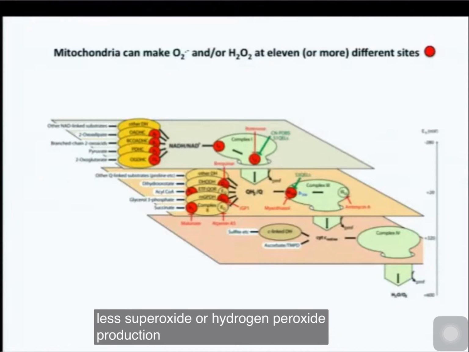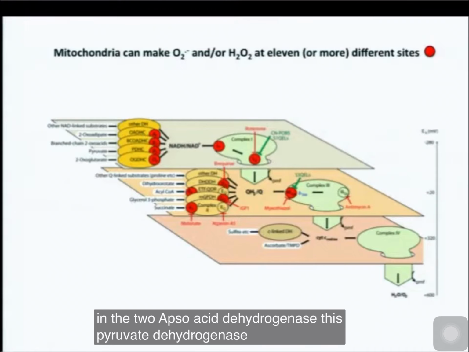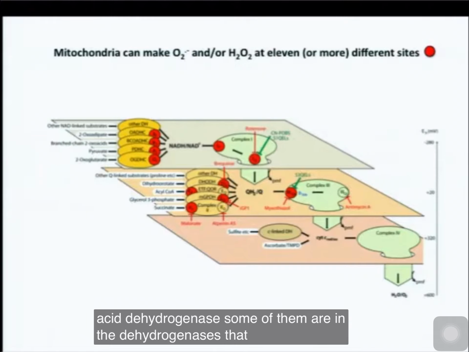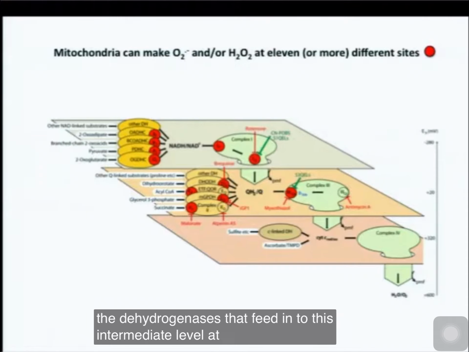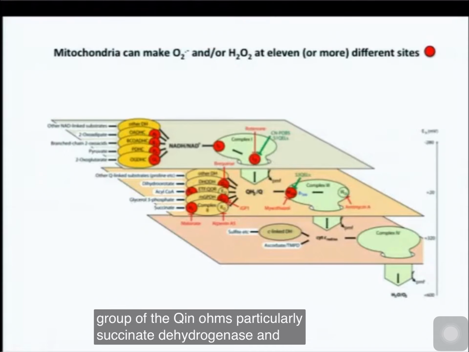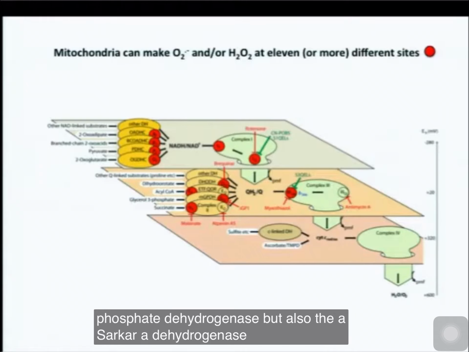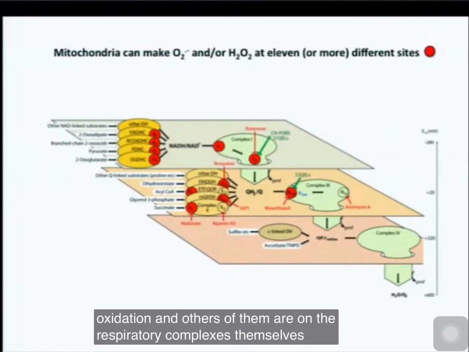hydrogen peroxide production. Some of them are in the dehydrogenases that feed in, particularly in the 2-oxoacid dehydrogenases, pyruvate dehydrogenase, or alpha-ketoglutarate dehydrogenase, various other oxoacid dehydrogenases. Some of them are in the dehydrogenases that feed in to this intermediate level at the isopotential group of the quinones, particularly succinate dehydrogenase and glycerol phosphate dehydrogenase, but also the acyl-CoA dehydrogenase of fatty acid oxidation. And others of them are on the respiratory complexes themselves.